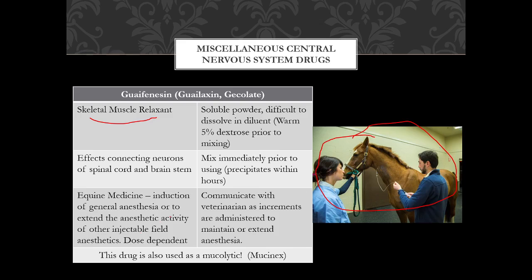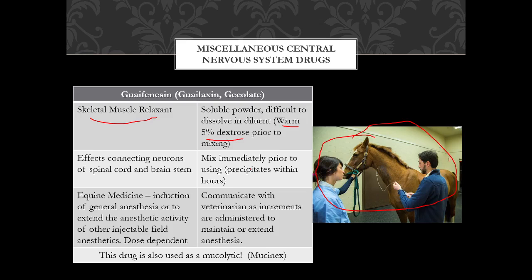It is dose dependent. It comes as a soluble powder. We have to dissolve it in a diluent, and generally that diluent is warm 5% dextrose. So we're going to warm that up and then use that diluent with that powder and mix it up. It's just like making hot cocoa. Think of it that way.